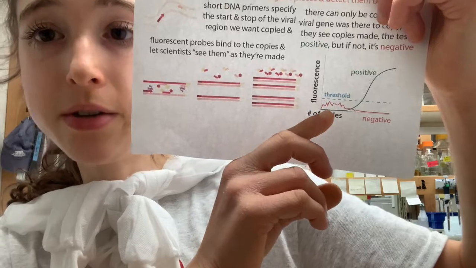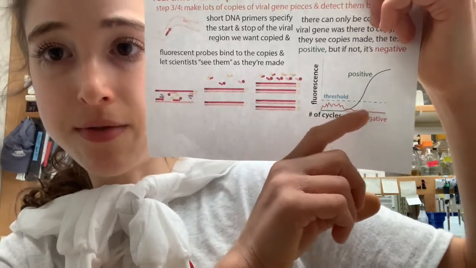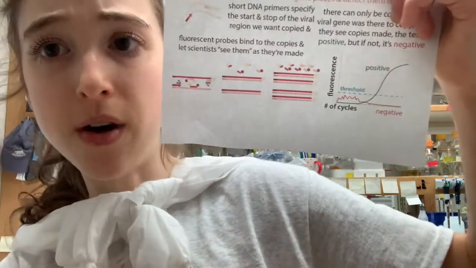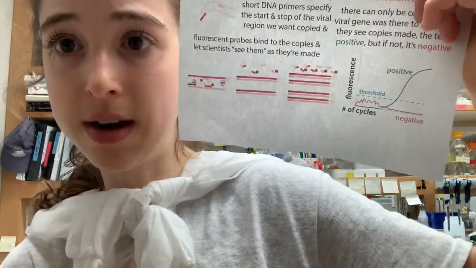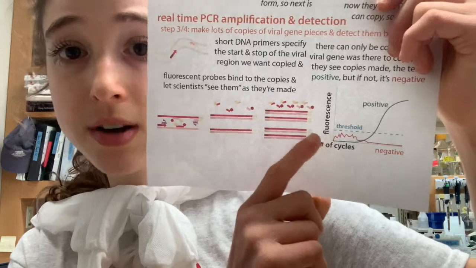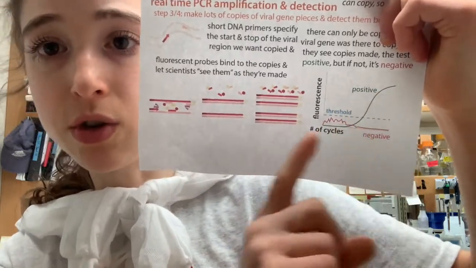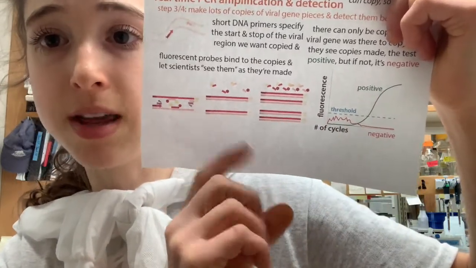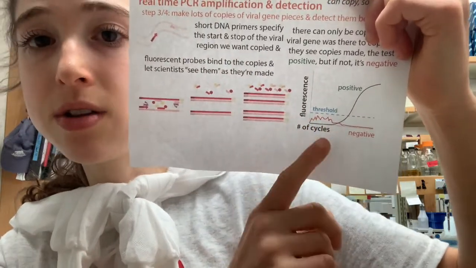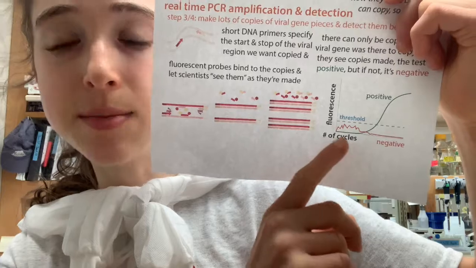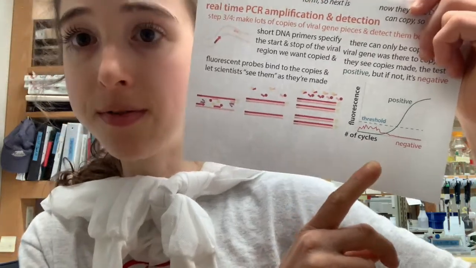So when you're negative, you'll never get over that threshold, or it'll be super, super far out. It'll take a bazillion cycles before the artifacts will get high enough to reach the threshold. But if you start with a lot of copies, you're going to quickly reach that threshold because you have a lot of copies to start with. So you're going to make a lot of fluorescence really quickly. And this number of cycles it takes to reach that is something called the CT value. So you might have heard of that.